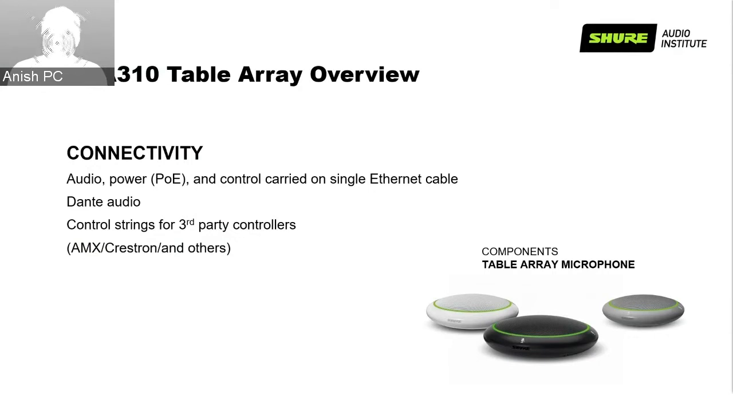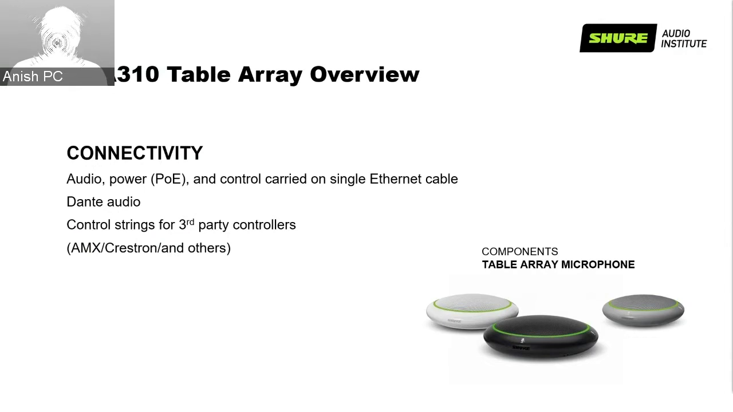How does it work? The MXA310 integrates smartly into any space, like the boardroom, huddle rooms, and multipurpose areas, and you can ensure that the speech is captured accurately and reproduced intelligibly. With steerable coverage and a low profile design, it removes unnecessary clutter, giving you even more clarity during meetings. In terms of connectivity, the MXA310 offers audio and power over a PoE signal, and the control is also carried via the single Ethernet cable.